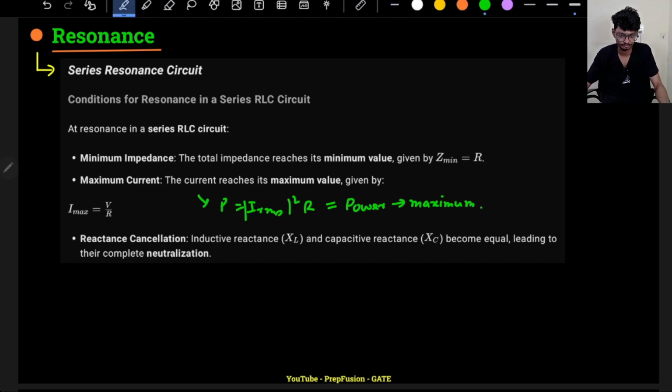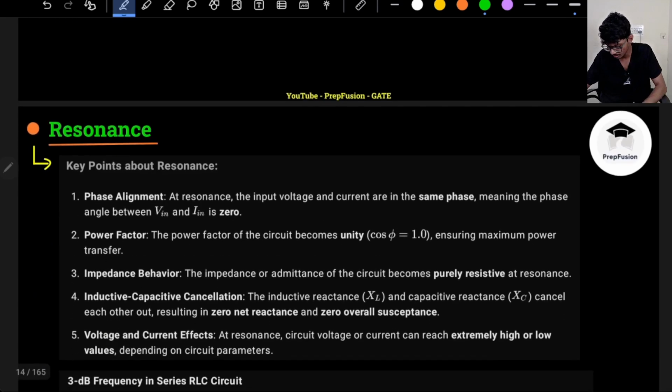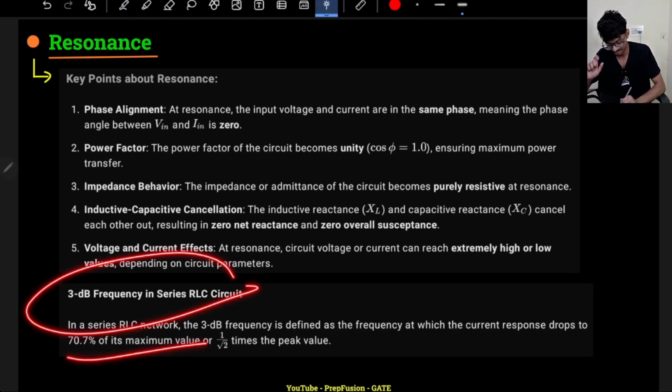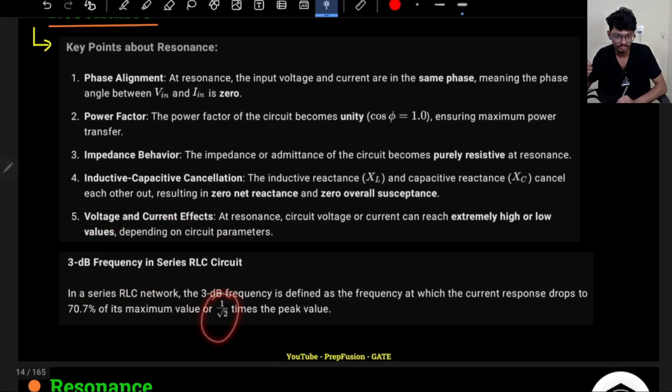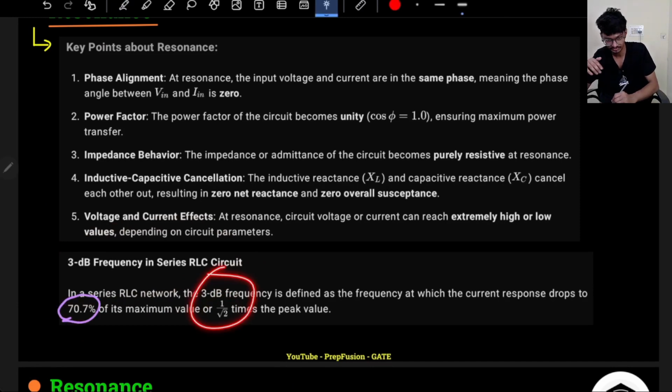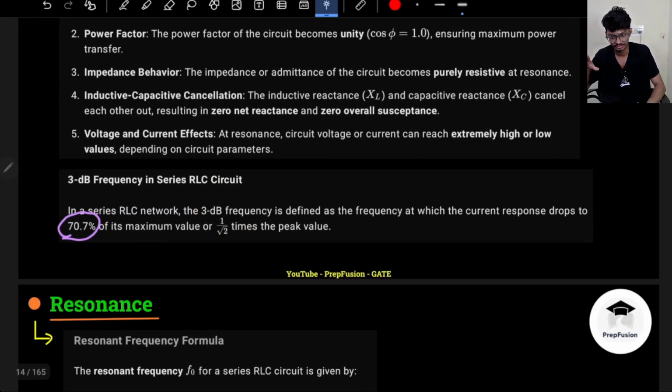Power will be maximum. Okay. So these are the things that happen basically. This we have already discussed. This 3 dB also I have discussed. It is basically either 1 by root 2 times the peak current or 70.7%. Same as this, 1 by root 2. If I convert this into percentage, it comes out to be 70.7%. Okay. These basic things are clear.